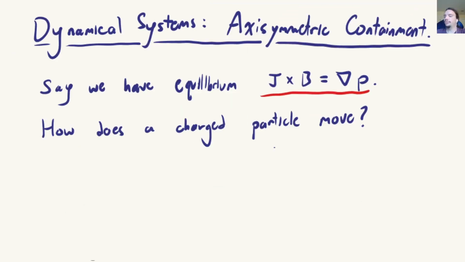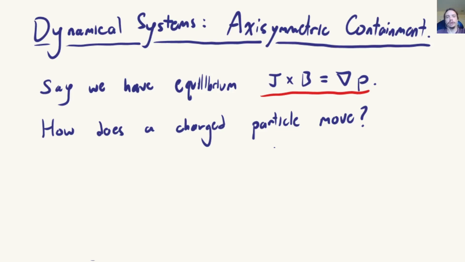But for now, let's move on to talking about a different vignette. We're going to talk a little bit about dynamical systems. In particular, why is it true that a tokamak perfectly contains a plasma? So let's start off with an equilibrium, J cross B equals grad P.